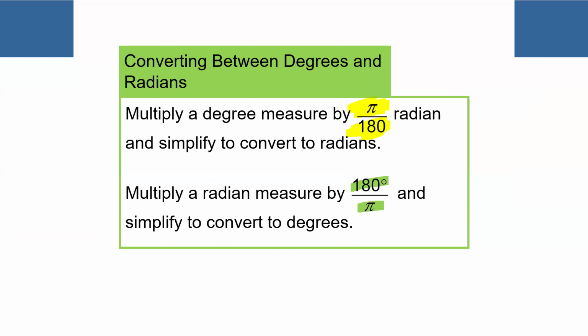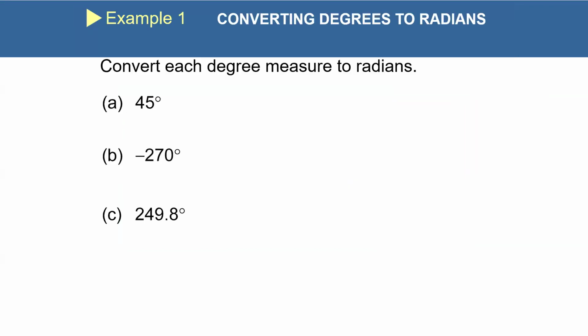Okay, so those are the two rules that you got to remember. D to R, pi over 180. R to D, 180 over pi. Got it? Okay, so up first, we're going to do 45. So this is one of the angles from your unit circle, right?